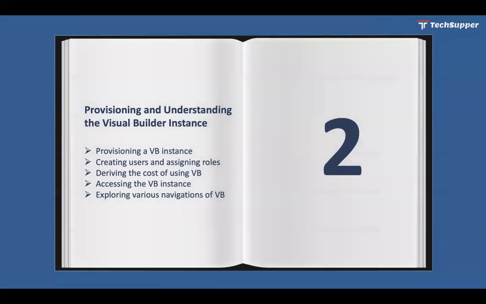The second chapter is related to provisioning and understanding the Visual Builder instance. In this chapter, I will show you how to provision a VB instance from the Oracle Cloud Console, creating users and assigning roles using IDCS, deriving the cost of using VB. It is very important to know the cost of using Visual Builder, how to access the VB instance, and exploring various navigations of VB so that you can pick the right navigation to do the right thing.